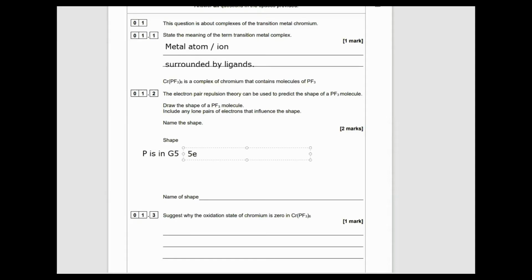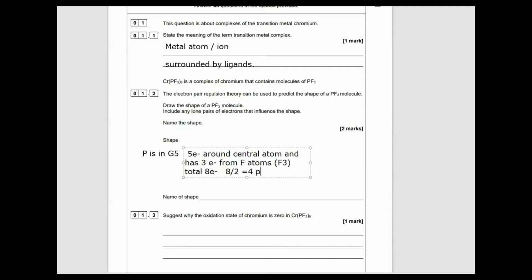So phosphorus is an element you'll find in group 5 of your periodic table, and it has 5 electrons around the central atom. If you combine that with the little 3 next to the F, then it's got 3 electrons that have been given to it from those 3 fluorine atoms. So there's a total of 8 electrons around the central phosphorus atom. So how many pairs of electrons does that make? Well, that makes 4 pairs, because 8 divided by 2 is 4. So there are 4 pairs of electrons around the central atom.